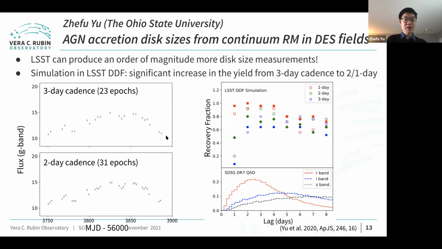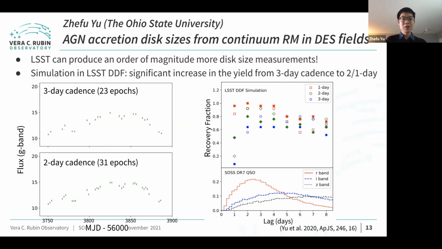The left figure here shows examples of the simulated light curves we create with different cadence within one observational season. In the upper panel of the right figure, we show the fraction of the continuum lags that we can successfully measure from the simulations as a function of the input time lag, while the lower panel shows the distribution of the predicted time lag for the Sloan quasars. So it shows that there would be many quasars that have relatively small continuum lags.